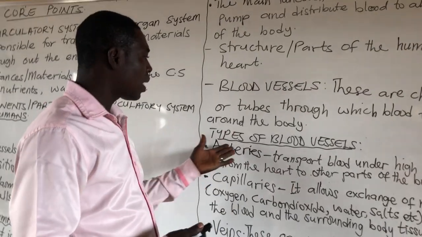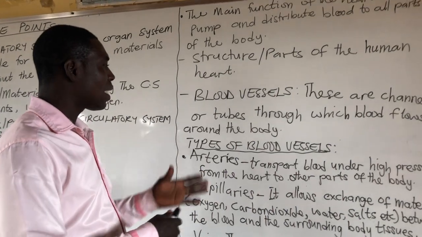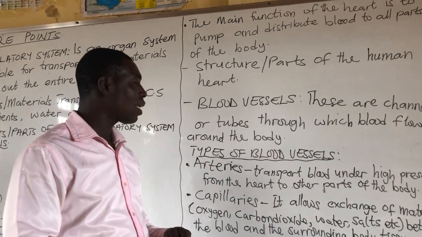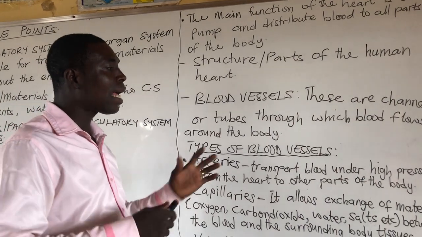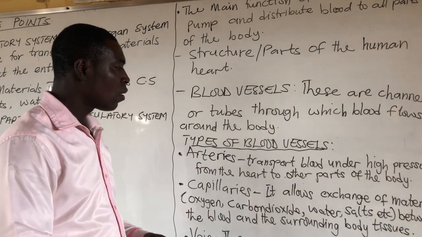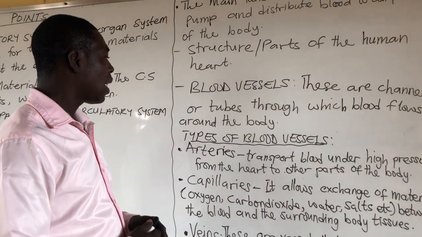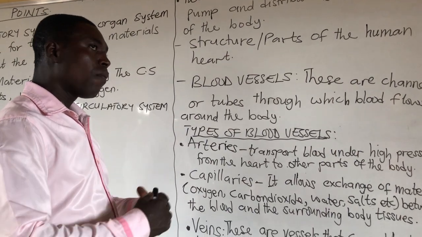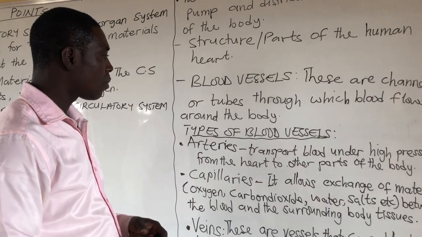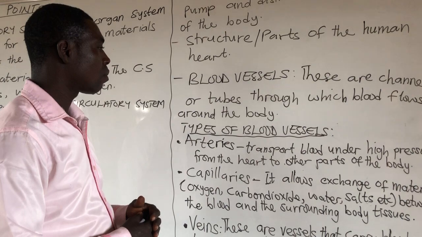So we are continuing with the types of blood vessels. I've already talked about the arteries. These are the tubes that transport blood under high pressure from the heart to all parts of the body. And you know the function of the heart is to pump blood, and therefore the blood is pumped from the heart to all parts of the body through the arteries, which are tubes.